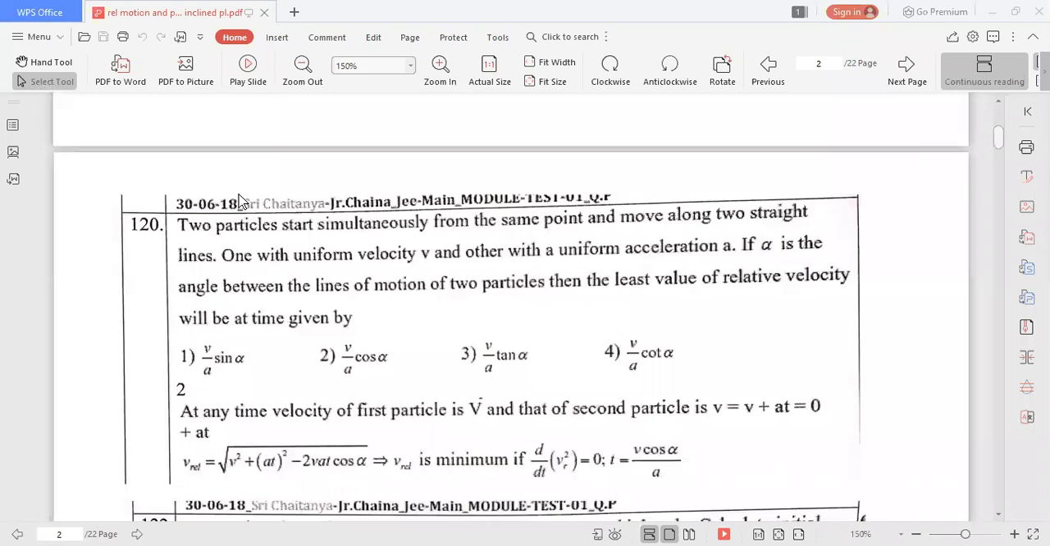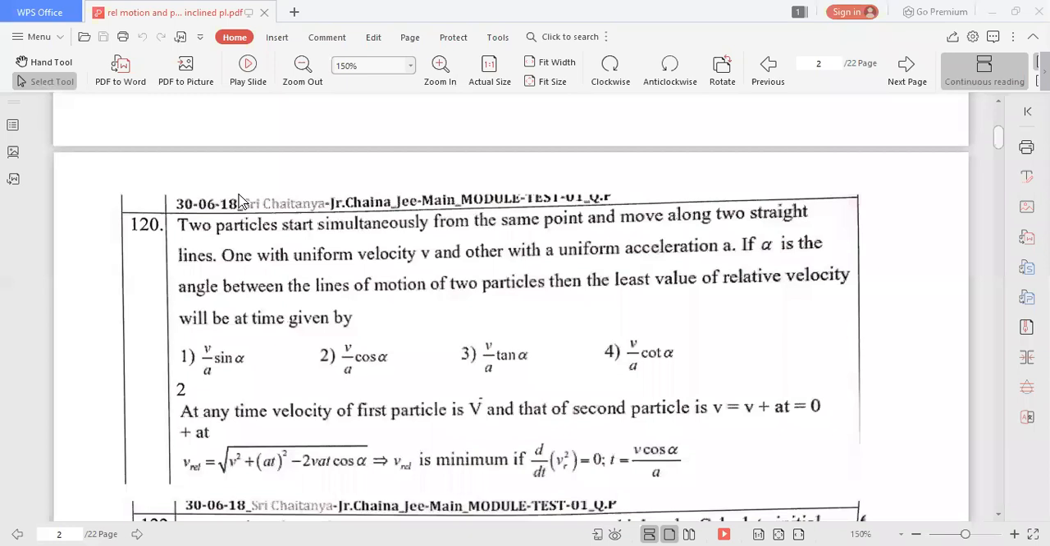Read the problem first. In assignment problems, problem number 120. Two particles start simultaneously from the same point and move along two straight lines, one with a uniform velocity v and the other with uniform acceleration a. If alpha is the angle between the two lines of motion of the two particles, then the least value of relative velocity will be dash.